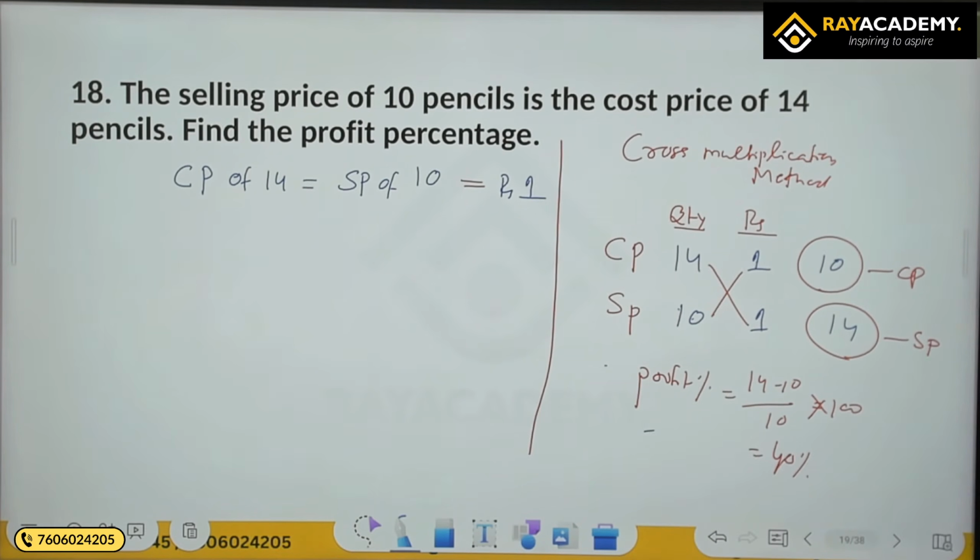In some cases you can even do it mentally, there is no issue, we can solve this kind of question mentally. Otherwise you have to arrange and write cost price, selling price, quantity and rupees, then you do the cross multiplication. You see what you are getting.